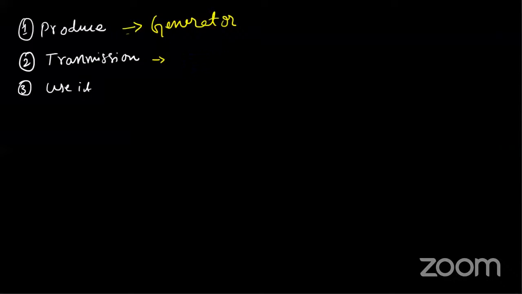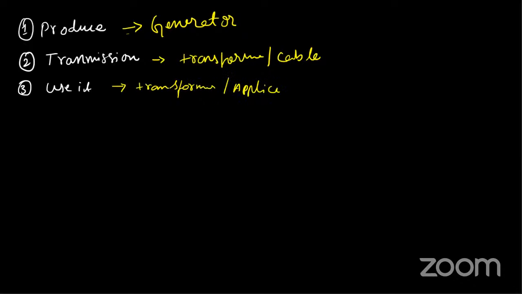We use transformers, and we use very strong cables which can carry heavy current at very high voltage. We use transmission wires, and later on we also use transformers. Before we use the electricity, we use transformers, and then we use our electrical appliances. For example, if I'm using a laptop, I have to charge my laptop, right? So I'll be using the appliances.